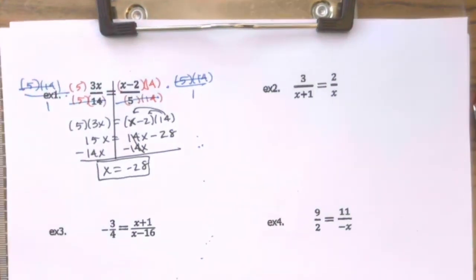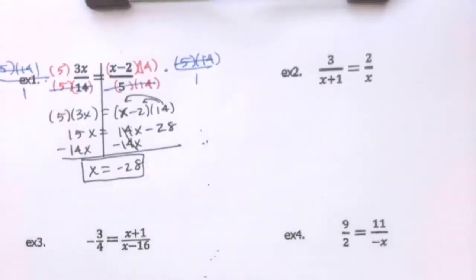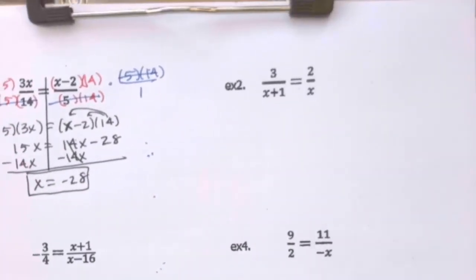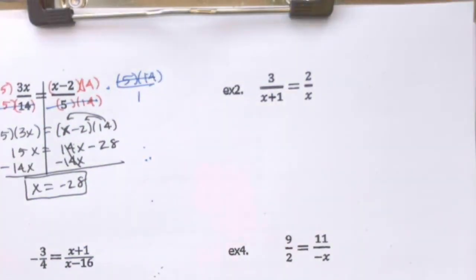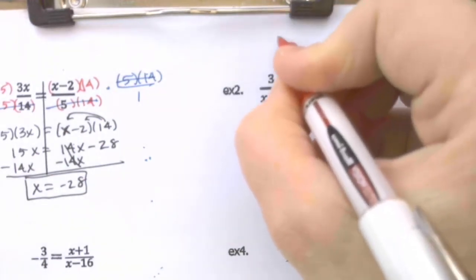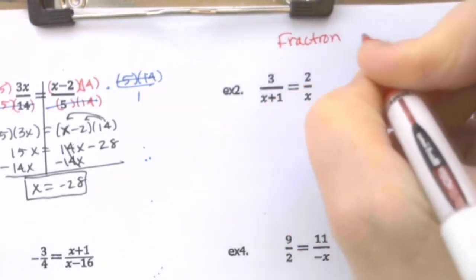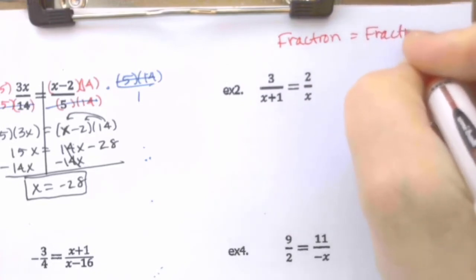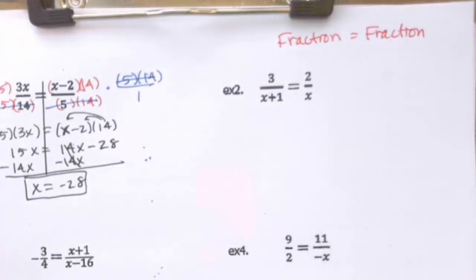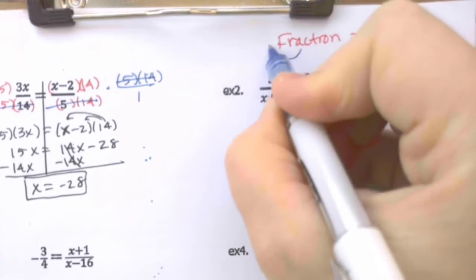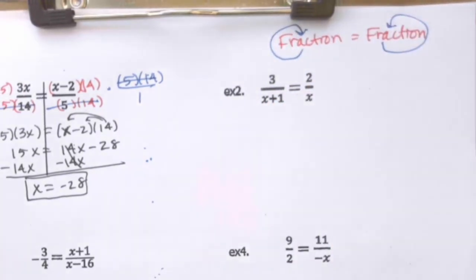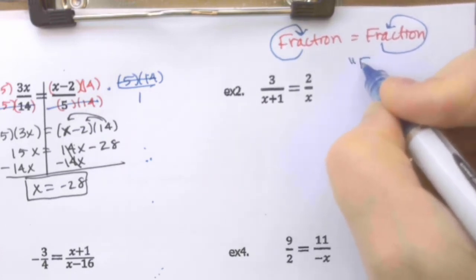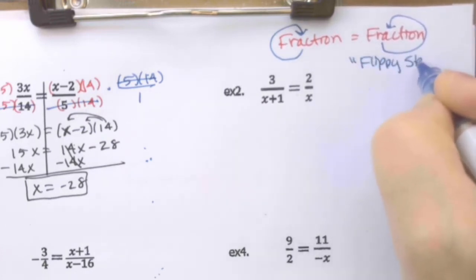Okay, so example 2, we have a different dilemma, which is that we have x's on the bottom. We can't solve with them on the bottom. So there's a great shortcut step. This is one of the few ones I like to teach because it works so well. If you have a fraction equaling a fraction, and you need to get the bottoms up to the top, you are allowed to flip both sides. Isn't that nifty? So we nickname this flippy step.